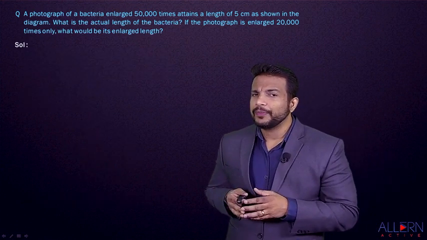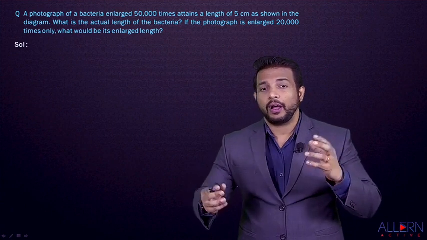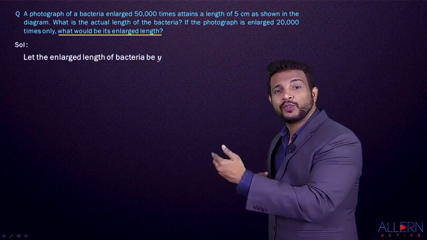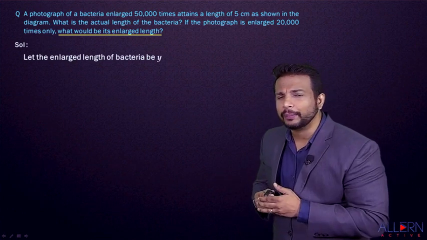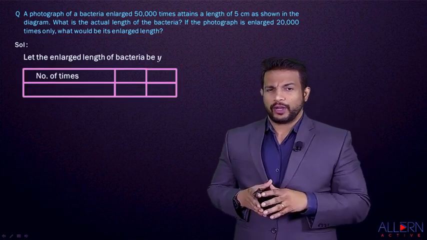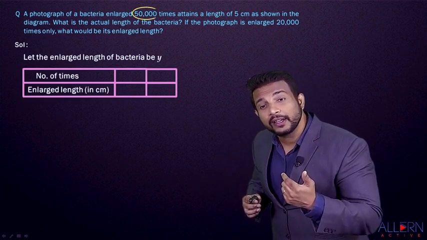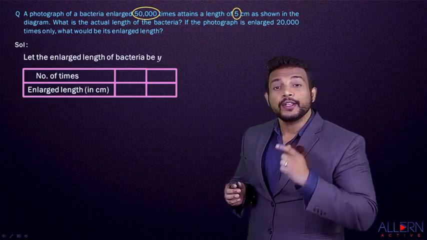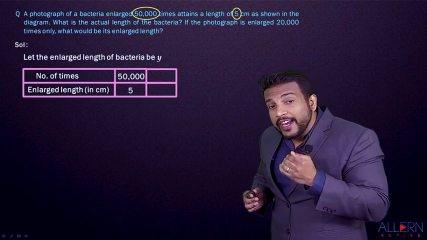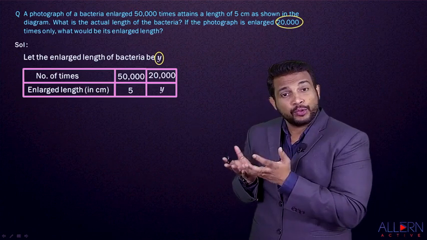The second part says that we want the length when it is enlarged 20,000 times. How many centimeter would it be? We don't know. So we are taking it as y because we have already assumed x in the same sum. So we take the enlarged length of the bacteria to be y. Okay, let's understand further. So now the two things which you're going to consider are the number of times it has been enlarged, and the other thing is the enlarged length, which is given in centimeter. So when it is enlarged 50,000 times, the length is 5 centimeter. Now we need to know when it is enlarged 20,000 times, what is the length? We have taken it as y, and we are supposed to find y.